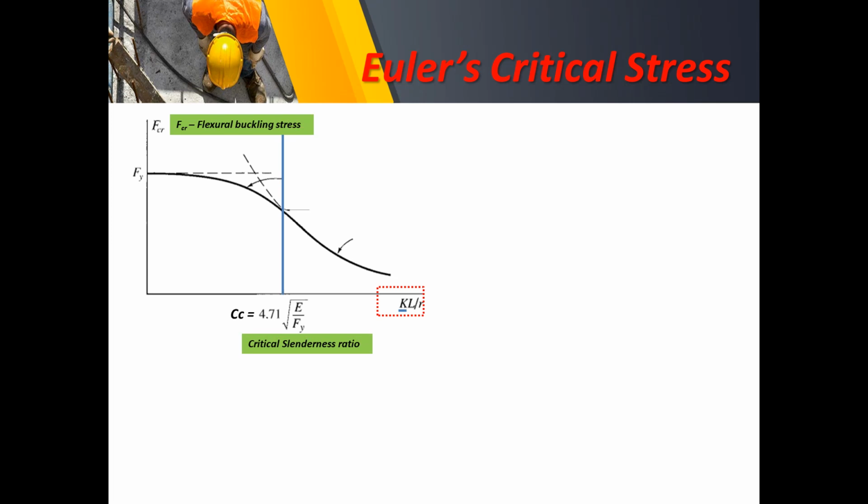So this is the critical slenderness ratio, wherein the curves are approximately tangent. So on that zone, we have here the inelastic buckling and the elastic buckling. As mentioned, inelastic buckling is a combination of the yielding and crushing, while elastic buckling is purely buckling failure mode.